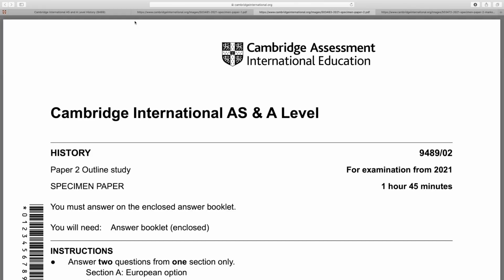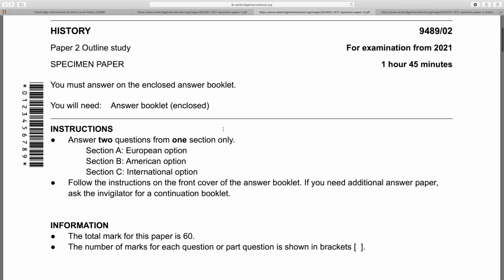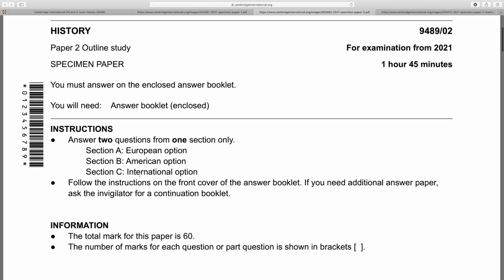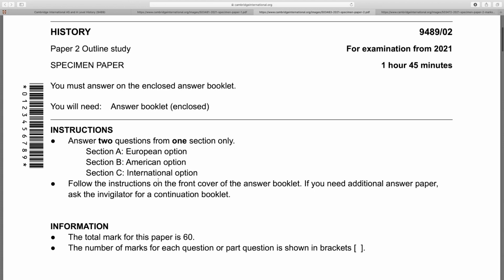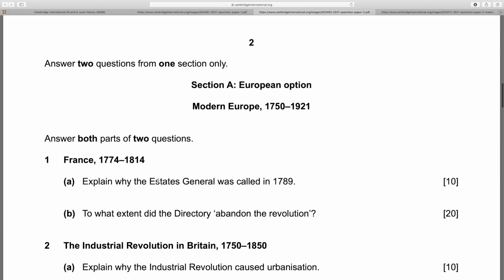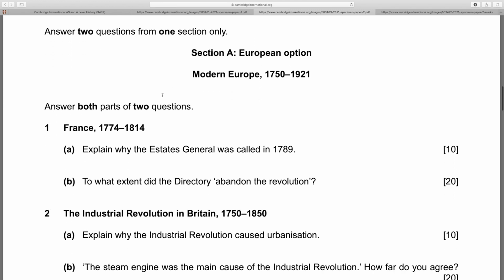Now let's take a look at a paper 2. You can see here it looks really similar to the paper 1 booklet, and it's in the same order here. Section A is European, section B is American, and section C is international. For those of you taking international, it's really easy. You just flip the packet over. The question's on the last page. It's on the very back of the packet, so you'll be squared away there. So when you look at it, you answer 2 questions from one section only.